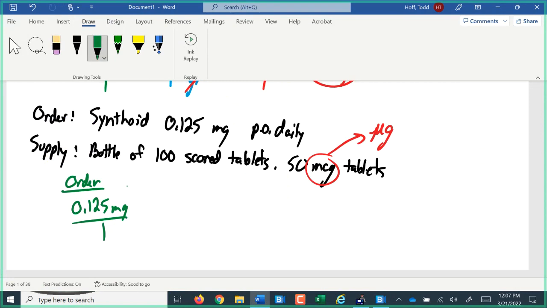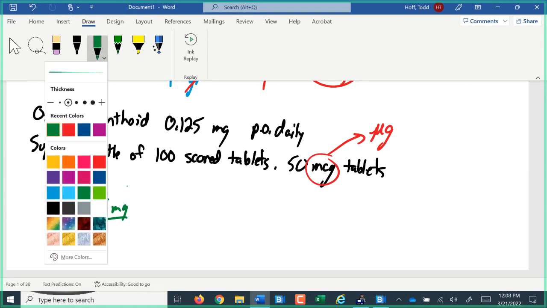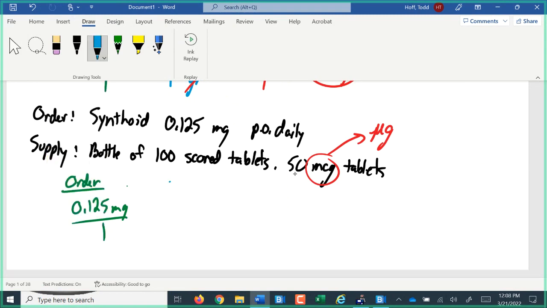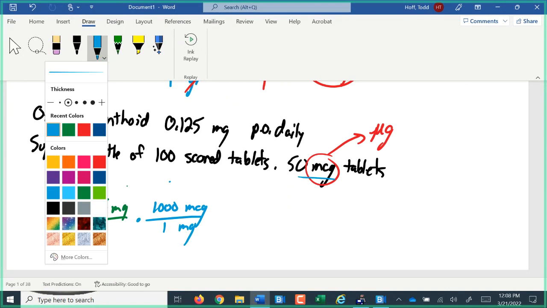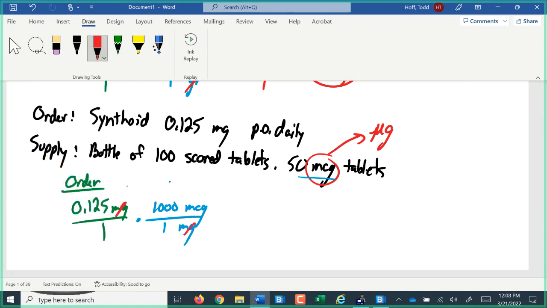Once again, we'll start with our order of 0.125 milligrams. Put it over 1 to make it a fraction. Now here, we need to get to micrograms, so put milligrams on bottom to get rid of it. 1 milligram is actually 1,000 micrograms. A milligram is a thousandth of a gram. A microgram is a millionth of a gram. So it works out to 1,000 micrograms in a milligram. The milligrams are gone.